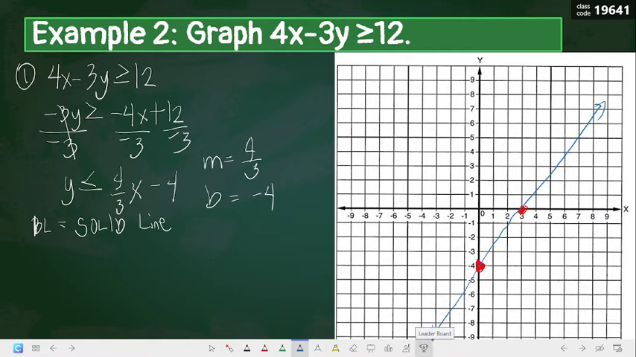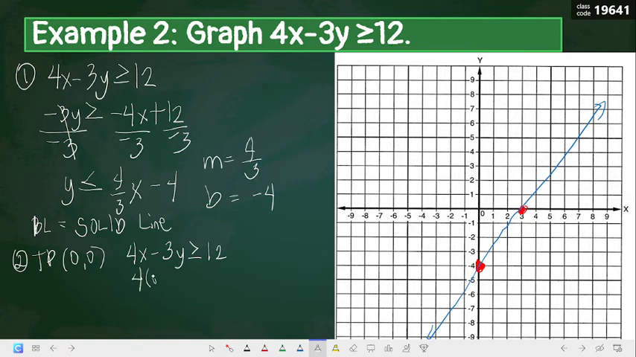Then, after that, we're going to use a test point. We're going to use again 0, 0 kasi hindi naman dumaan yung line natin dito sa 0, 0. So, get the original inequality: 4x minus 3y greater than or equal to 12. So, substitute 0 to x and y.